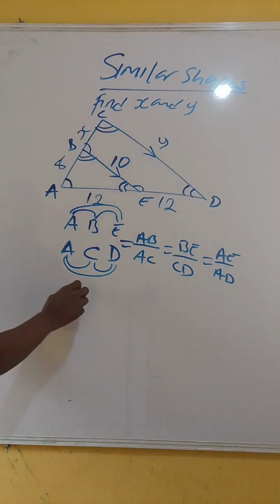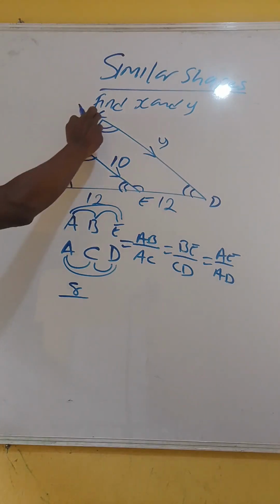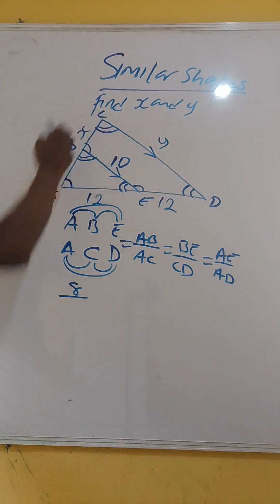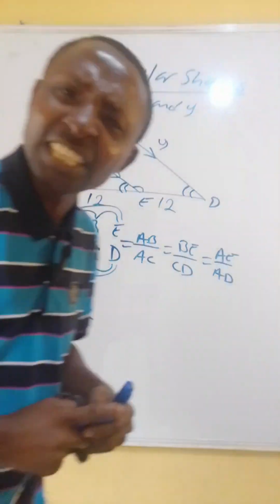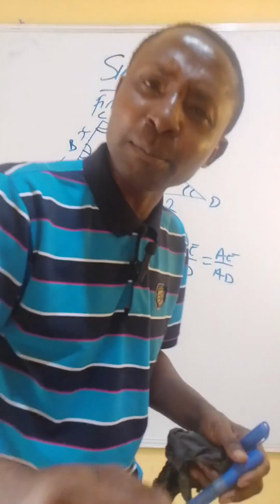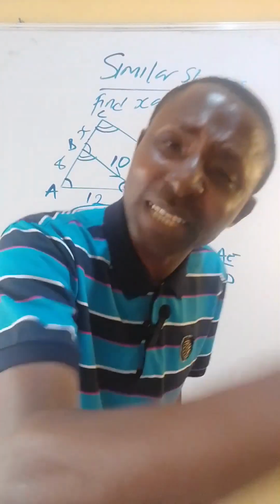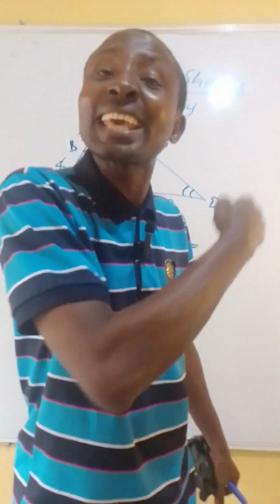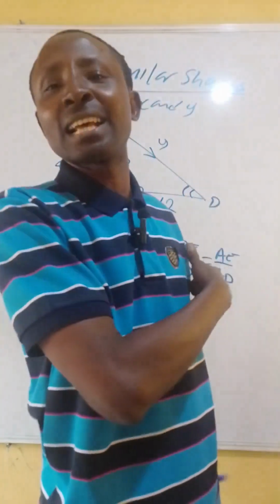AB over AC is 8 over AC, and AC is 8 plus X. I have a child in the UK who said, "My teacher just said, pick this, pick that." No, don't just pick this, pick that. Locate the equal angles, find the corresponding ratio of the sides, then get your size.